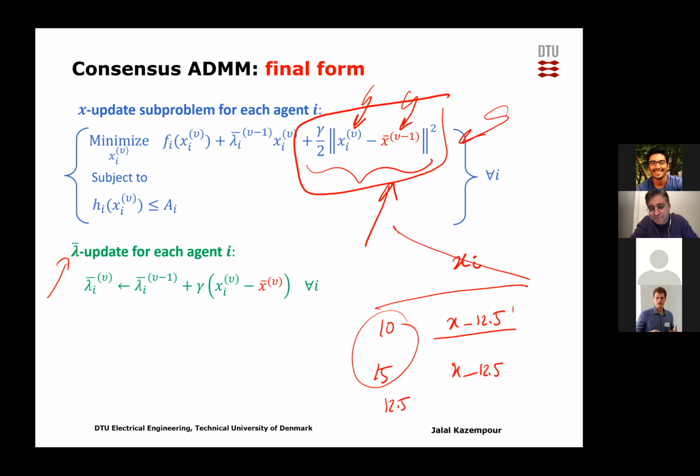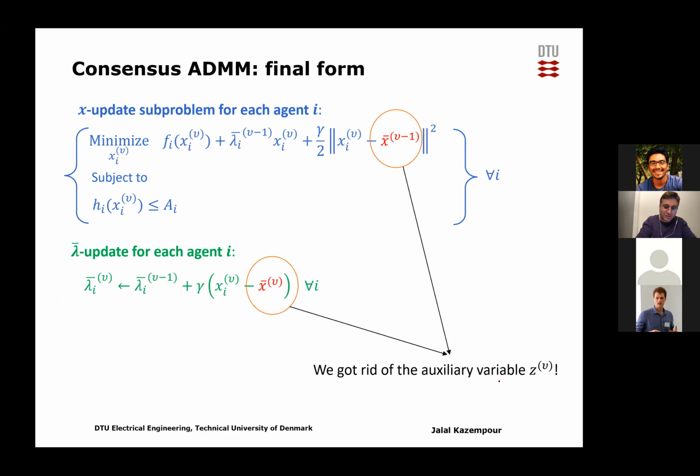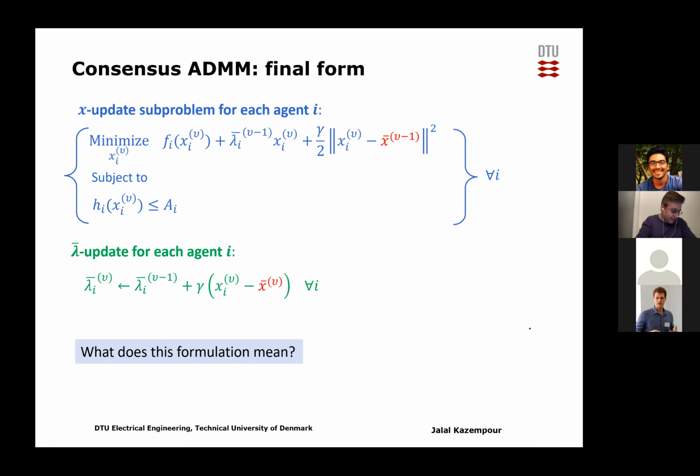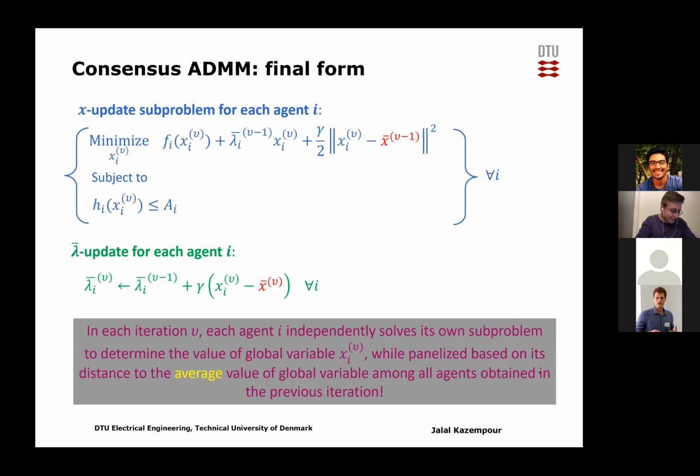Is it clear? So what happens? We got rid of z. This formulation simply means that in each iteration, each agent i independently solves its own subproblem to determine the value of the common variable xi, while penalized based on its distance to the average value of the common variable among all agents obtained in the previous iteration. Hope it's clear.